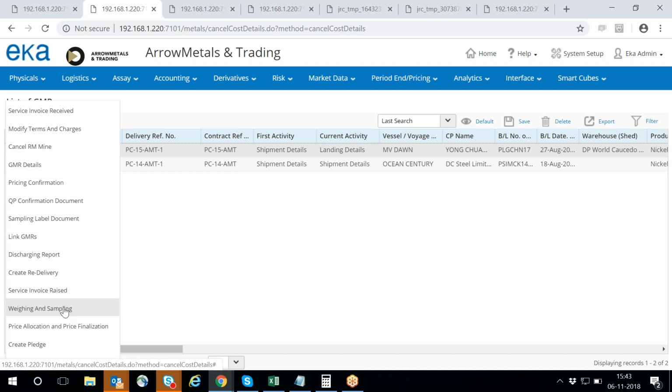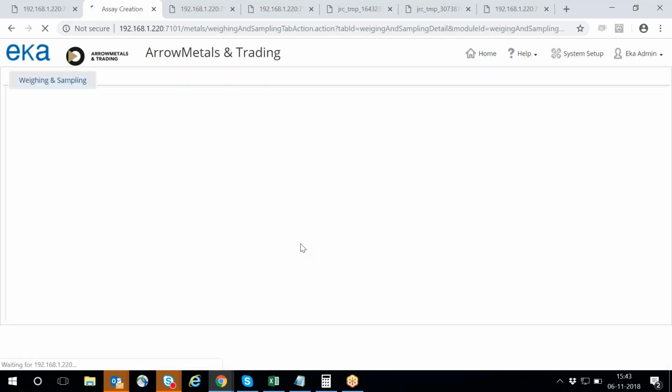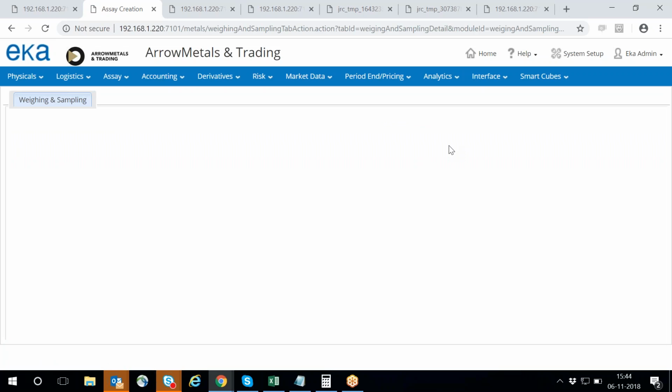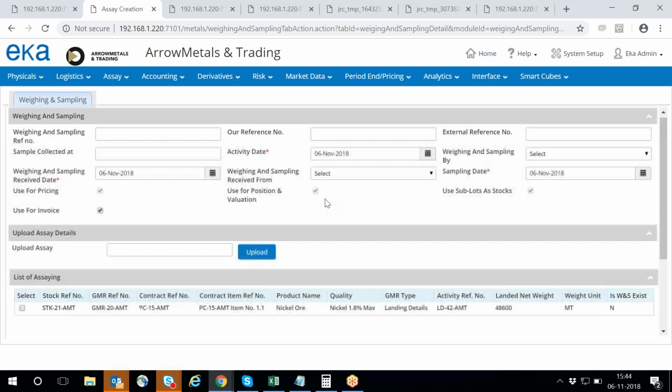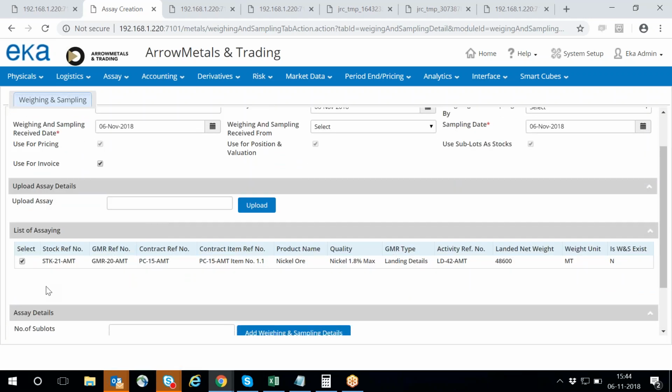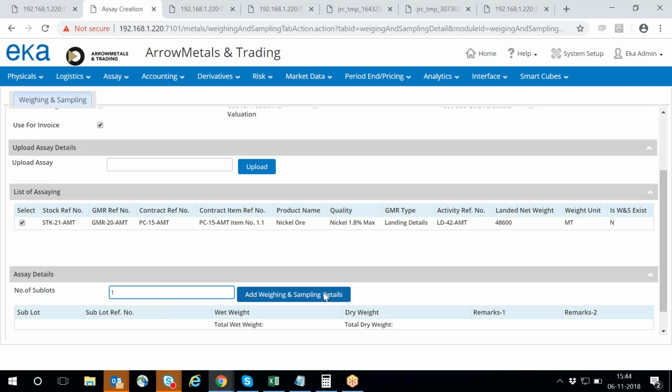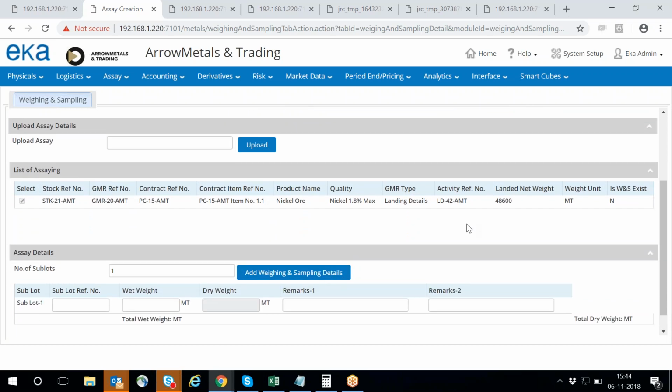So I'm now creating weighing and sampling. This is the weighing and sampling screen. Here we select the number of sample stocks that we have. For example, in this case, we have only one, and we mention the moisture percentage if we have H2O direct wet to dry. If we have moisture in our chemical attributes, then we'll get a text box here as well to enter the moisture percentage.